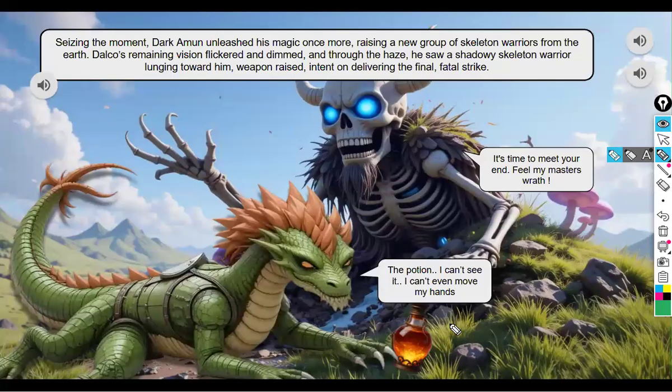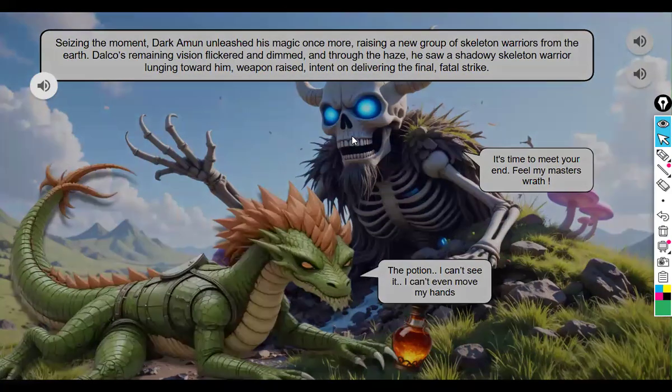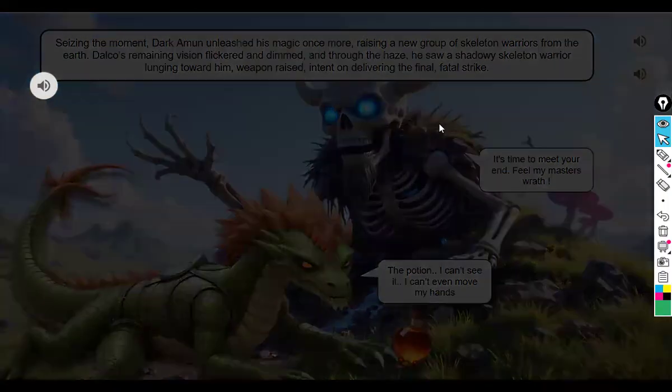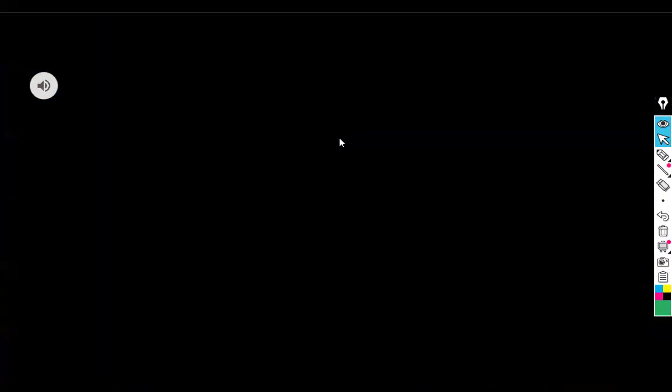Right. I don't know if you all remember this from yesterday. Merlin had given him a potion to drink that could help him in situations like this. But Dalko has a problem. He's paralyzed. He can't even reach the potion to revive himself. And unfortunately, it fades to darkness from that point.